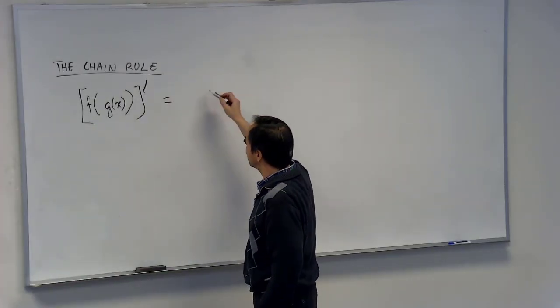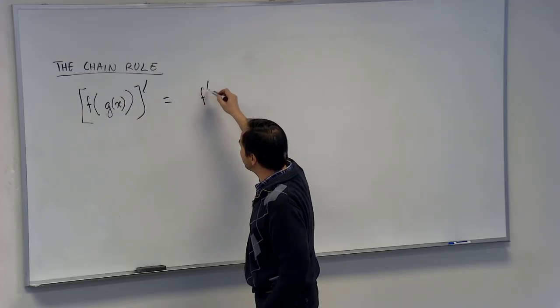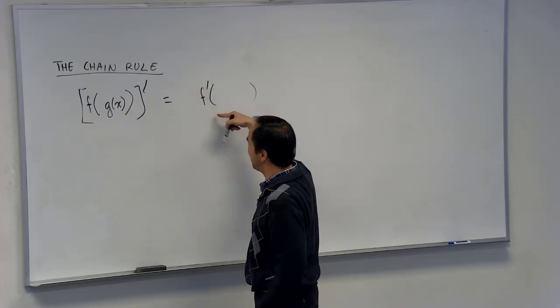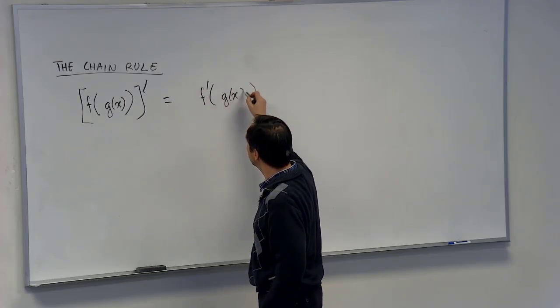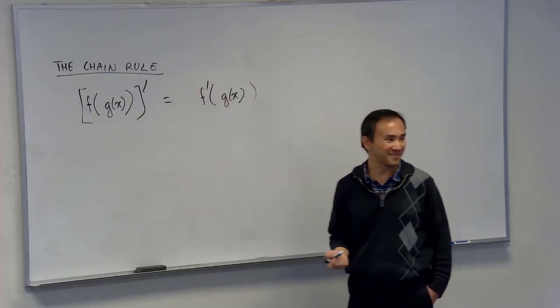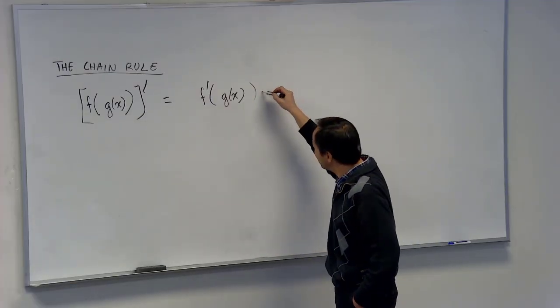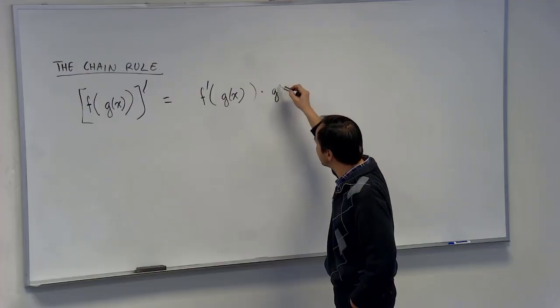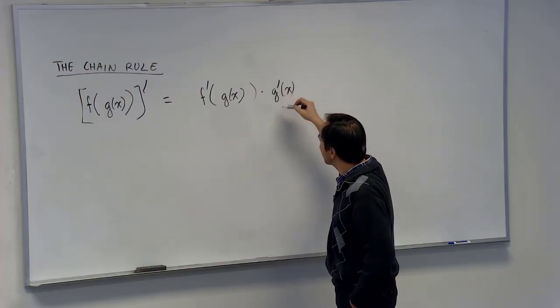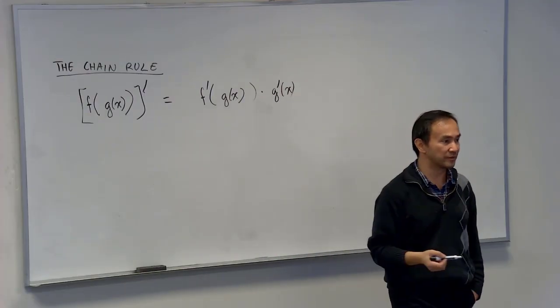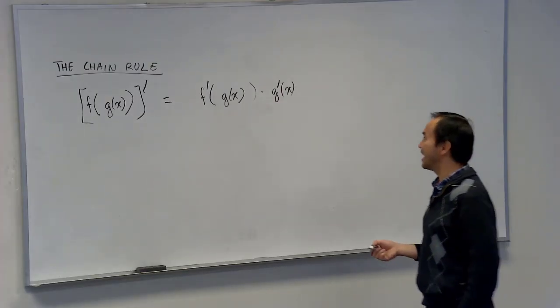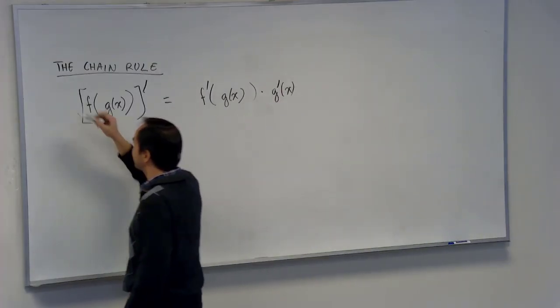rule says you can simply find the derivative of f, the derivative of the outside function, but keeping g inside exactly the same way it is. But then don't forget, we must multiply with the derivative of the function from the inside, the derivative of g. Okay, and that completes our chain rule.